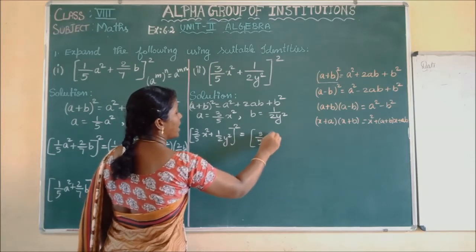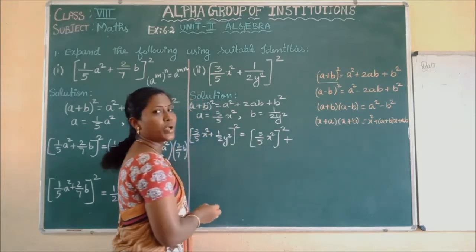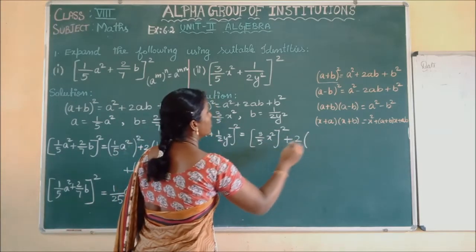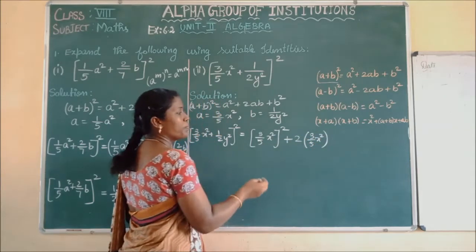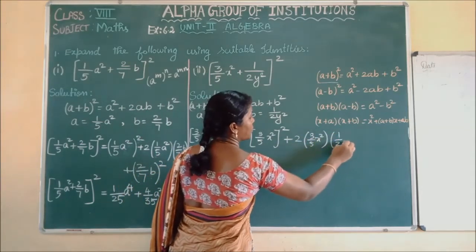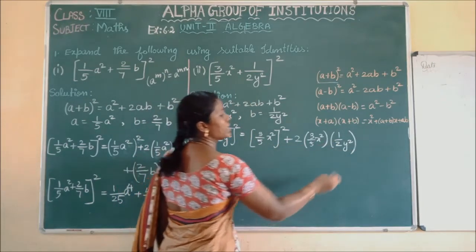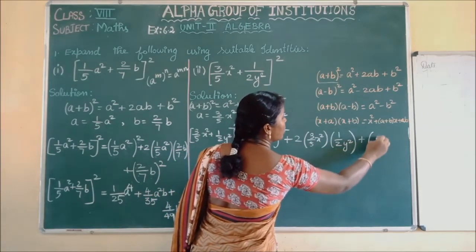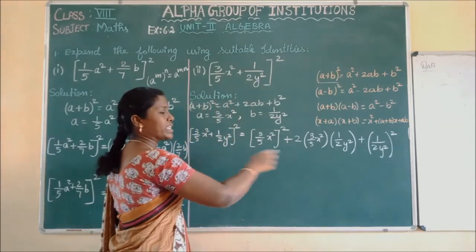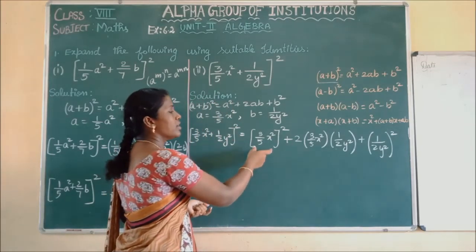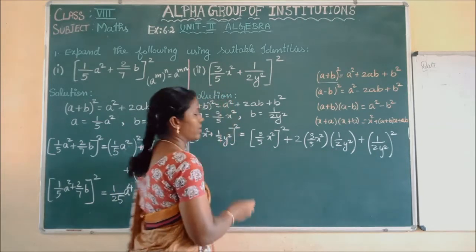(3/5 x²)² is a², and the next term is 2ab. So 2 into a, where a is 3/5 x², into b, which is 1/2 y². So we get a² plus 2ab plus b². What is b here? b is (1/2 y²)². So we just expanded and wrote the value as a² plus 2ab plus b².